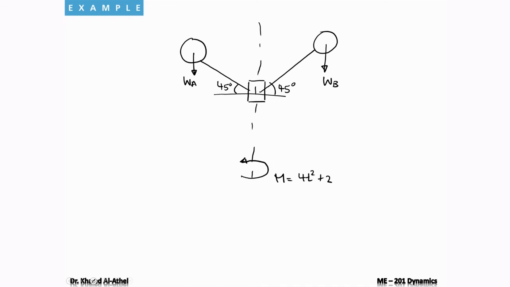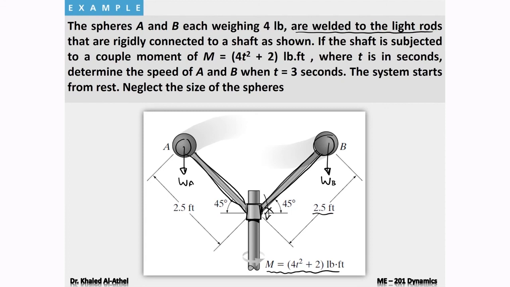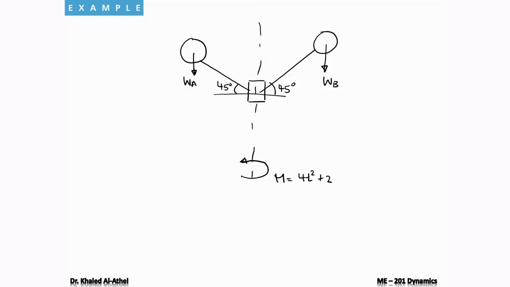What else do we have? Let's look at the distances. This is given as 2.5 feet. So I can find these distances easily. I will need obviously this distance because this will give me the moment. So this equals 2.5 cosine 45, or sine, doesn't matter, it's the same thing. And this is the same basically. So these are the forces that I have in this problem.